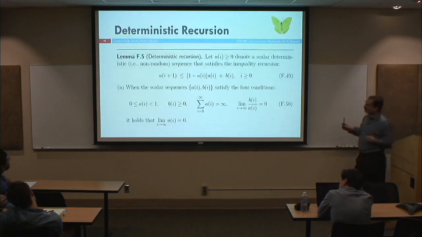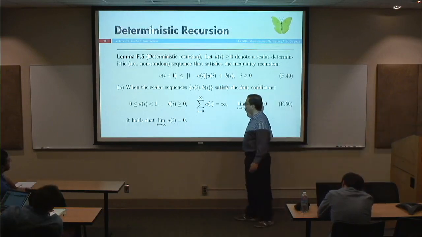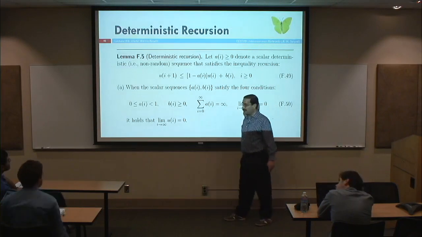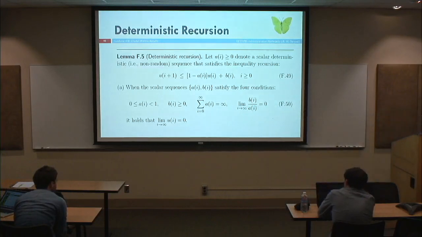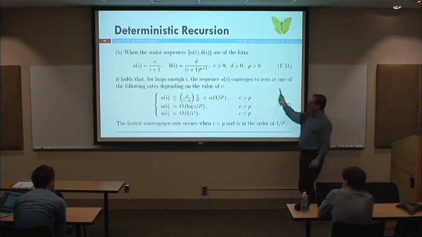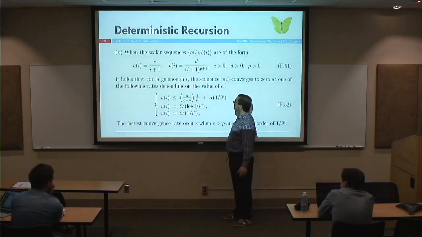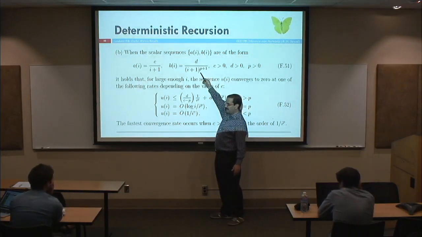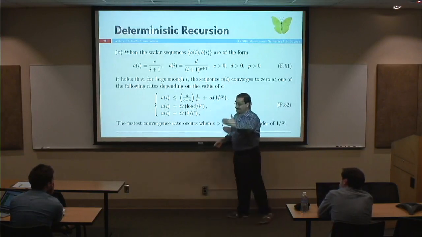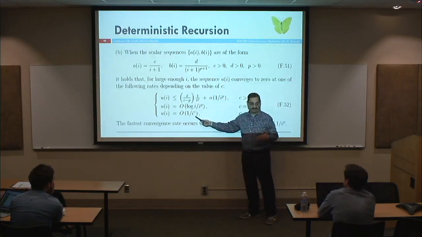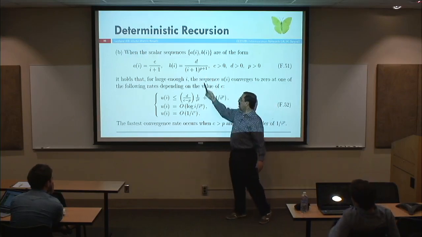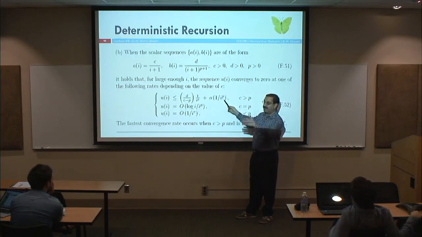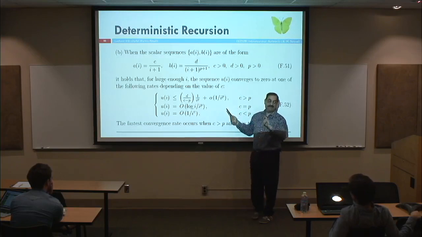Just remember that we have these two recursions. One thing I skipped here: in the deterministic case, it's not only that the U go to 0, but if your sequences A and B are chosen in a particular way, A is of the form some constant over I, and B some constant over a power of I, then you can show that they go to 0 at a particular rate, and you can identify these rates. For example, at the rate 1 over I, or at the rate 1 over I squared. So you can say at what rate these values go down to 0.